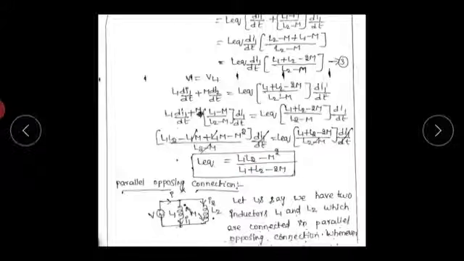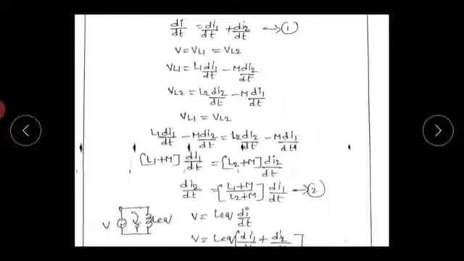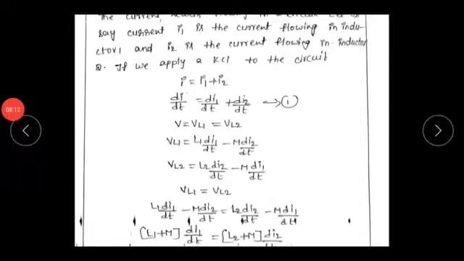Next, VL1 equals L1 into di1 by dt minus M into di2 by dt. In parallel opposing connection, the resultant EMF value decreases, that's why there is a minus sign. In parallel aiding connection, the self-induced EMF and mutual induced EMF are in the same direction and the total induced EMF increases. In parallel opposing connection, both are generated in opposite directions, so the resultant EMF value decreases.